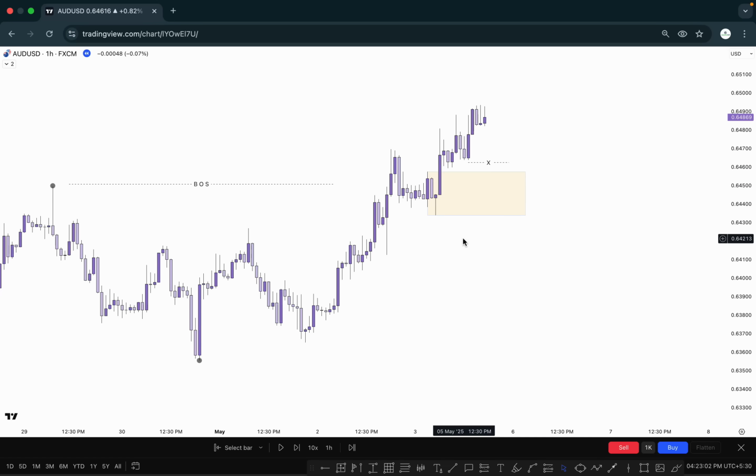Extreme is always at the bottom of the move in a bullish market and at the top of the move in a bearish market. In this case, it starts from the bottom of the structure. This is our last selling move before the buy to the upside.